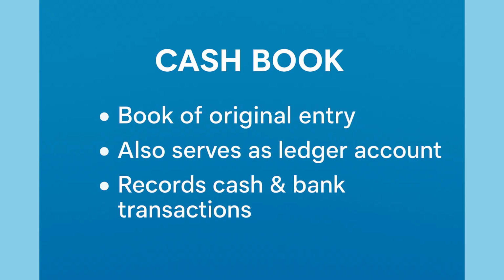A cash book is a book of original entry, a subsidiary book that records all cash and bank transactions, both receipts and payments, in chronological order. It works like both a journal and a ledger, meaning you don't need to post cash transactions again into the cash account in the ledger. It records all cash and bank transactions directly as they occur.